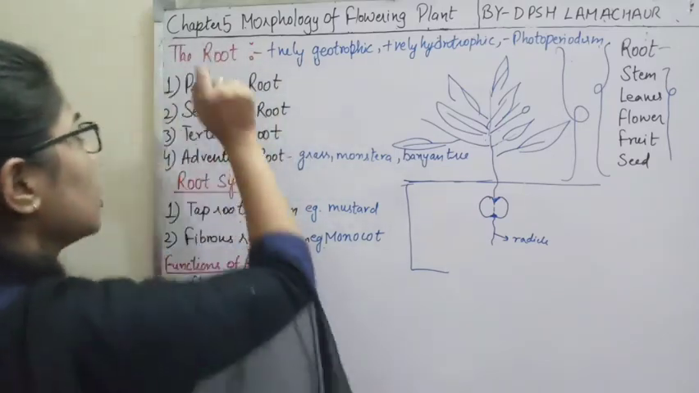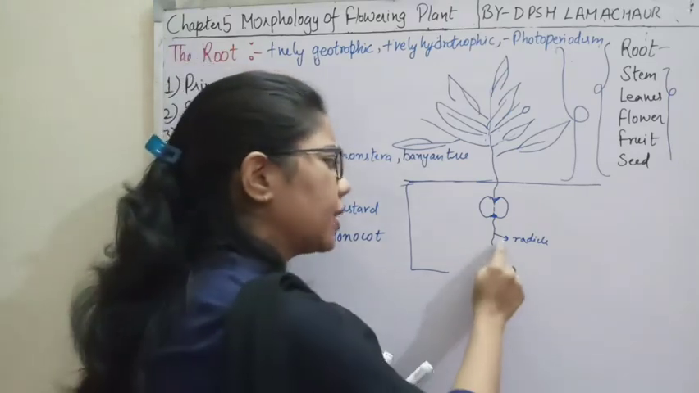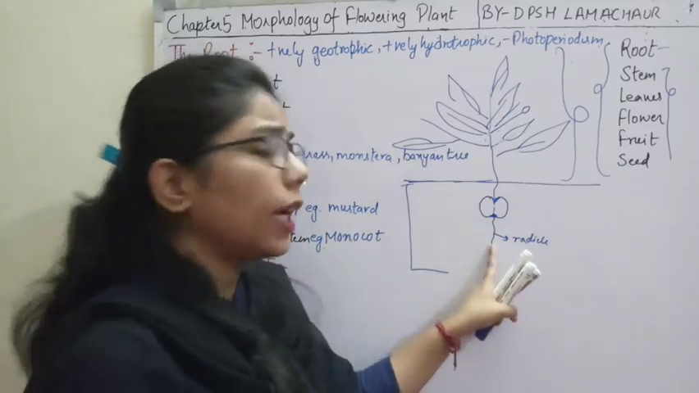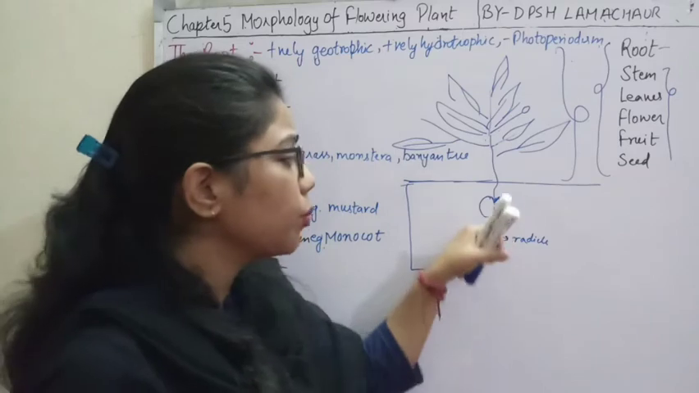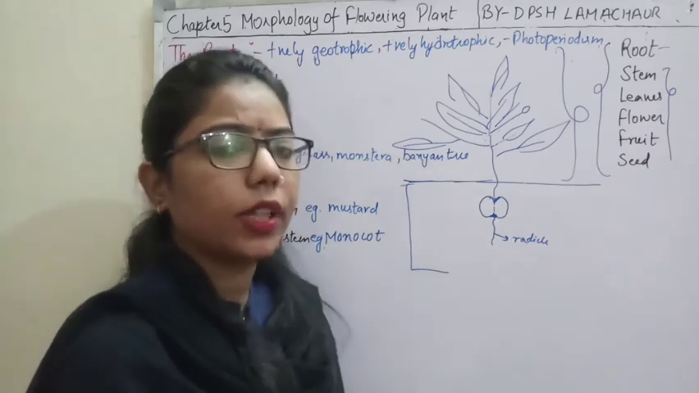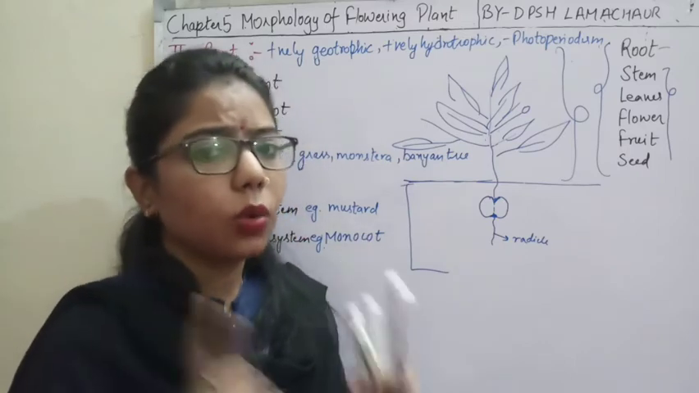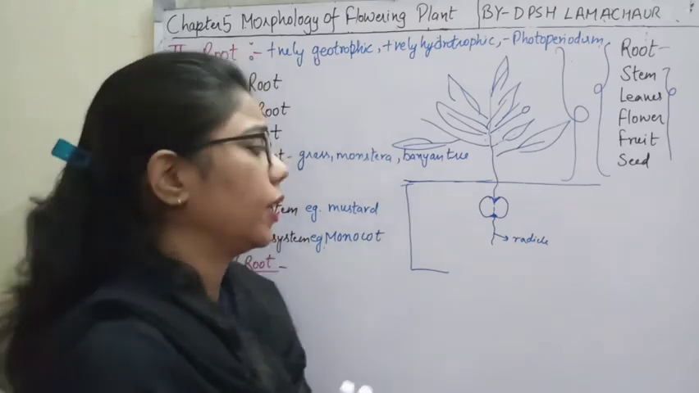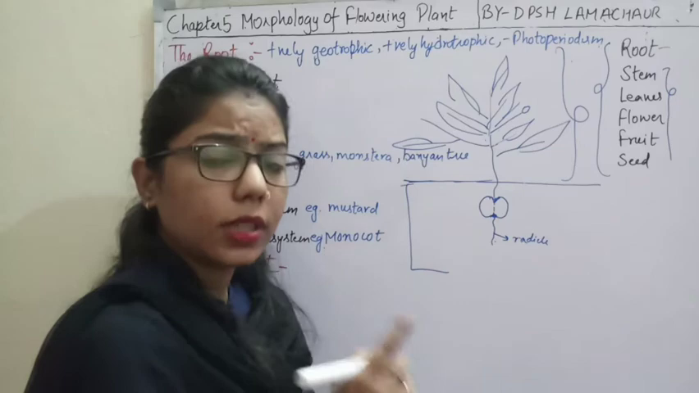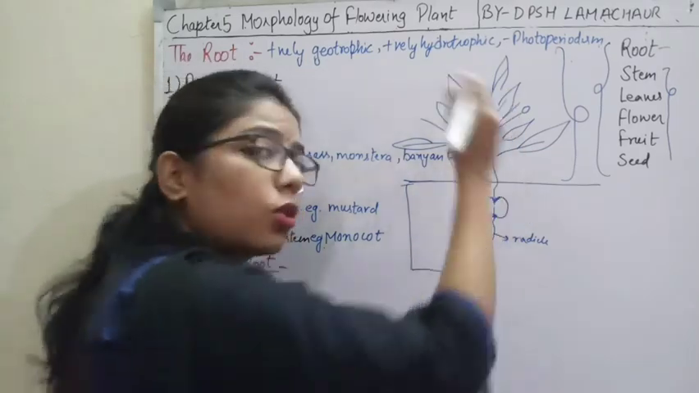Now if we talk about the root, it arises from the radicle. You can see that it always moves towards gravity, meaning vertically downwards. When something is going towards gravity, we say it is positively geotropic in nature. So the root always grows positively geotropic, and the shoot will always grow upward.